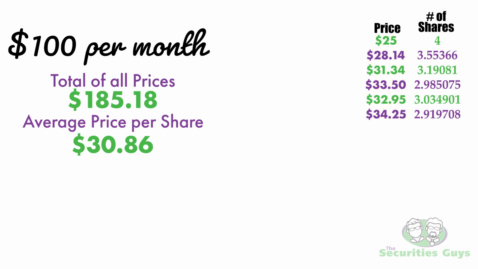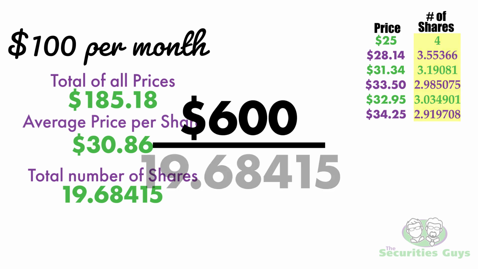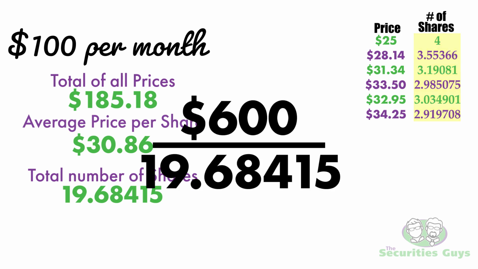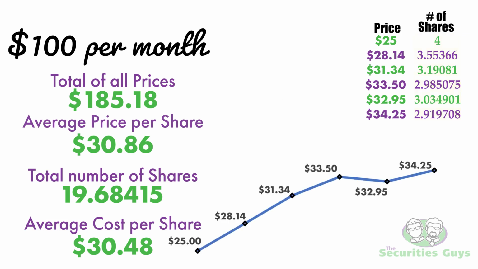We also spent $600, 6 months, $100 a month. We purchased 4, 3.5, 3.19, 2.98, 3.03, and roughly 2.92, again rounding in these cases, for a total of 19.68415 shares. So the average cost per share is $600 divided by 19.68415 for a total average cost of $30.48. That is 38 cents less than the average price. If we graph those prices, we see that that is a mostly up market.